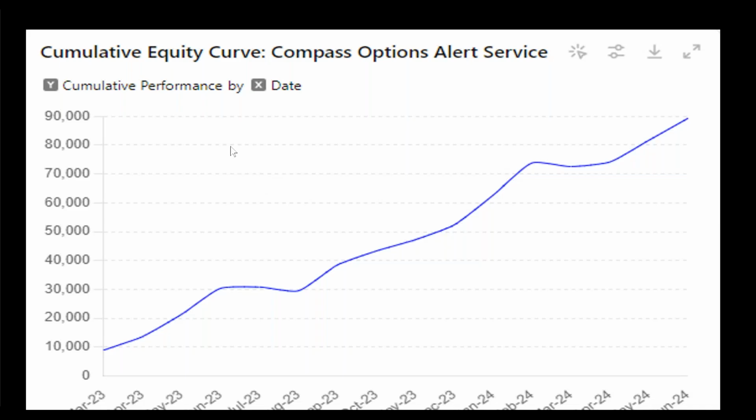Okay, this is the equity curve of the alert service that they put together. This is assuming $2,000 is invested in each one of the trades that we do on the alert service. But this is since a little over a year ago. So pretty nice equity curve. That's the one you want to see: lower left, upper right.